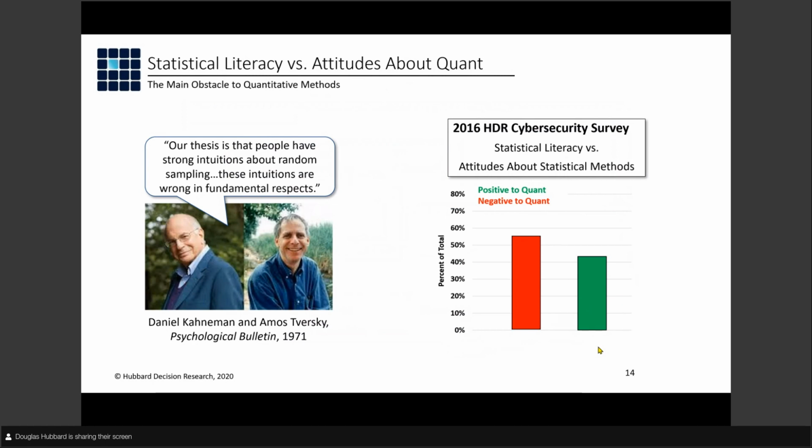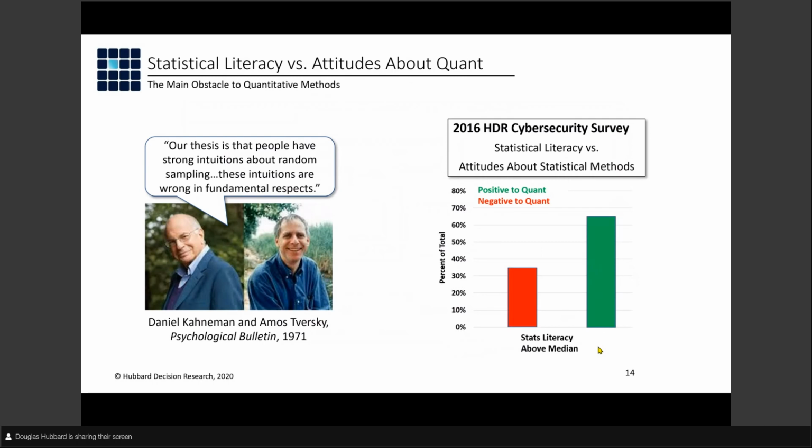We asked some questions about preferences and attitudes towards quantitative methods. And we also gave people a quiz about basic probabilistic concepts. Now, overall, we found that there was slightly more resistance to the use of quantitative methods among cybersecurity professionals. They didn't think it was realistic or practical.